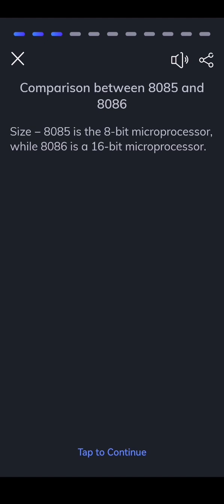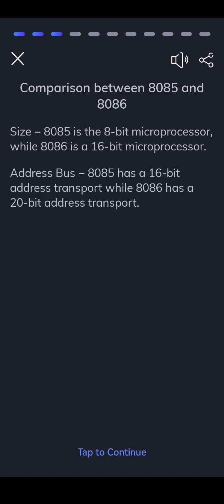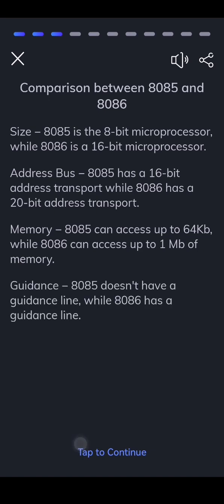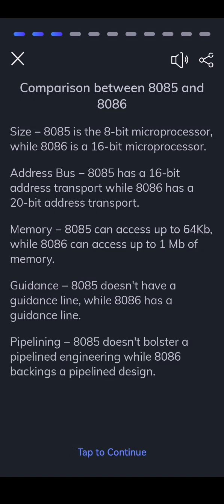Size: 8085 is an 8-bit microprocessor, while 8086 is a 16-bit microprocessor. Address bus: 8085 has a 16-bit address bus, while 8086 has a 20-bit address bus. Memory: 8085 can access up to 64 kilobytes, while 8086 can access up to 1 megabyte of memory. Instruction queue: 8085 doesn't have an instruction queue, while 8086 has an instruction queue. Pipelining: 8085 doesn't support a pipelined architecture, while 8086 supports a pipelined architecture.